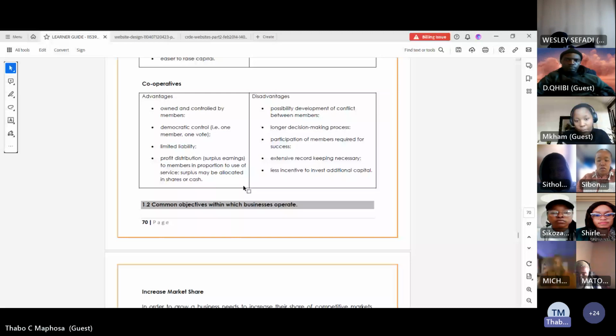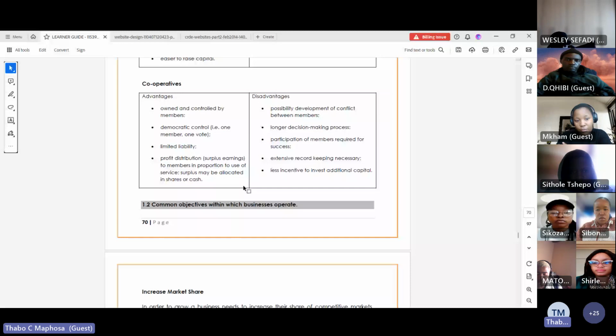Now, with cooperatives, the advantage is that cooperatives are owned and controlled by their members. And then there's a democratic voting process because everyone votes. And then there is limited liability. And then there is profit distribution for the members. But the disadvantage is the possible development of conflict between the members. Obviously, it's a business. It's going to happen one way or the other. People always argue, always disagree.